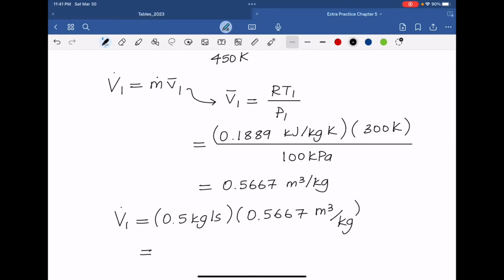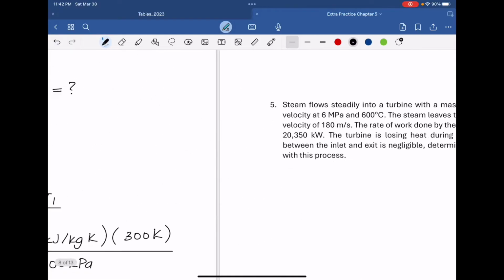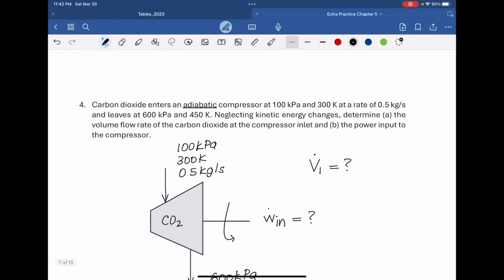Therefore, calculating the volumetric flow rate. So the next part, they were asking for the power, and if they're asking for the power, we need to write the energy balance. Since this is a steady flow device, the rate of energy getting in has to be equal to the rate of energy getting out.